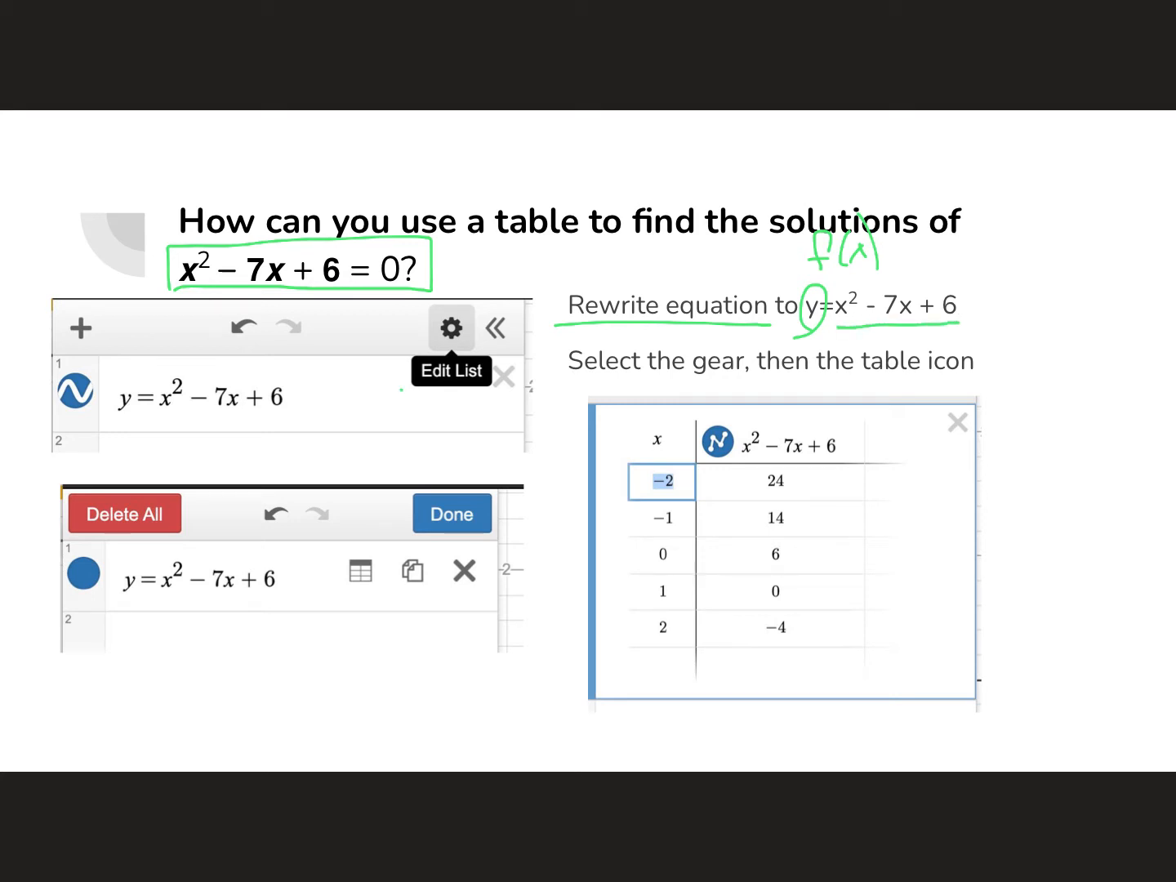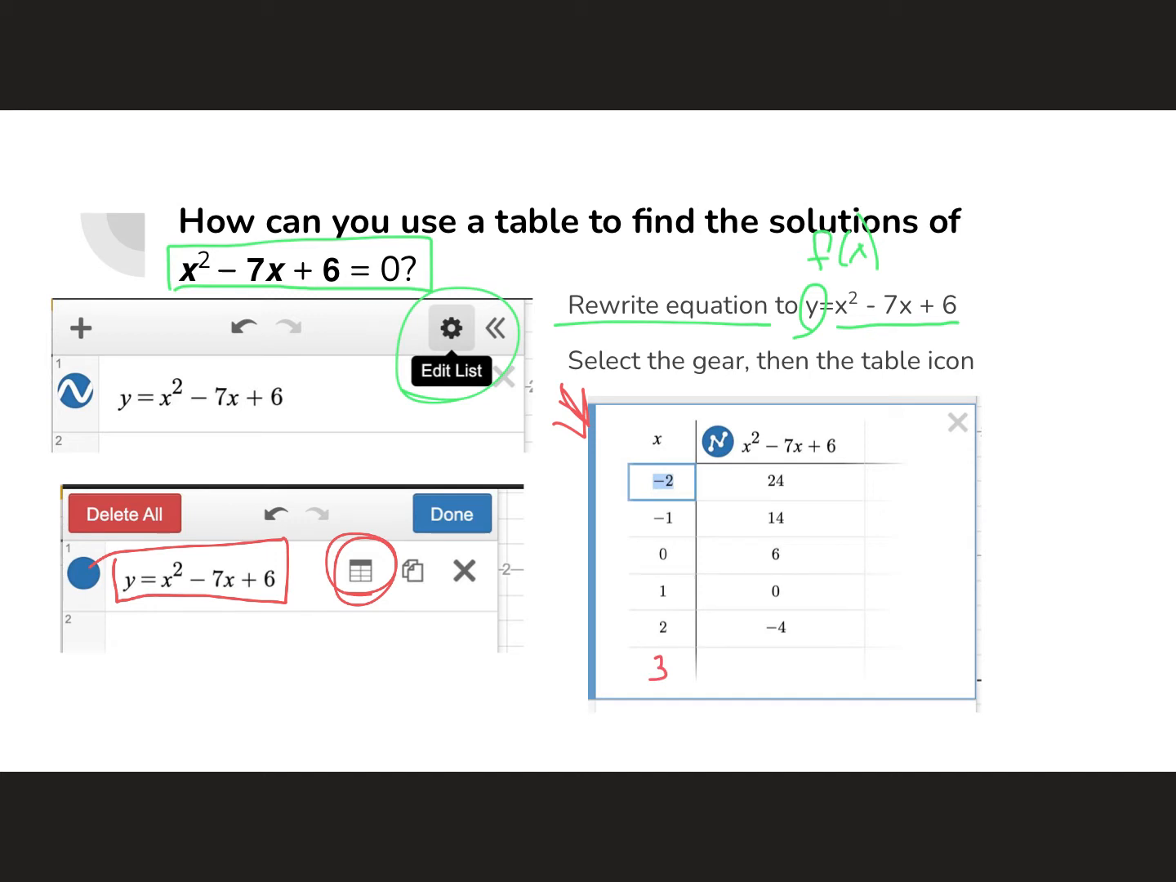After you do that, you're going to select this edit list button. It looks like a little gear. When you click that, it's going to look like this down here. If you have a valid quadratic function here, you'll see this option for a table. You have to click that button, and then you will see the table come up. You'll see they have different x values. You can put more x values in, and it will give you the corresponding outputs.